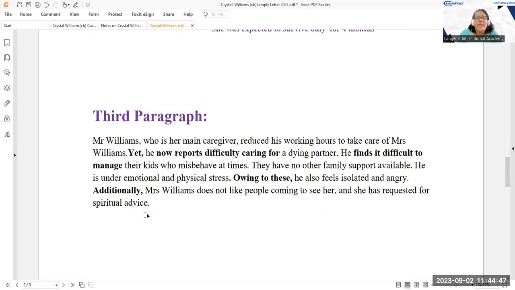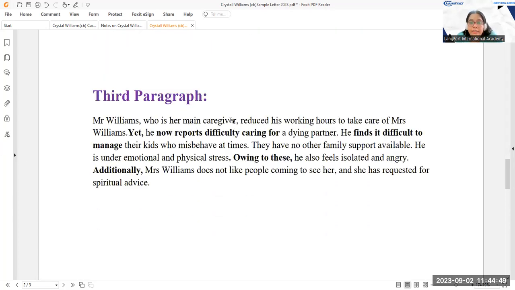Okay, now let's have a look at the third paragraph. In the third paragraph, I talked about current issues. Current issues related to her husband, related to the patient, or I'll just say other issues. Okay, Smita, can you read the first sentence?